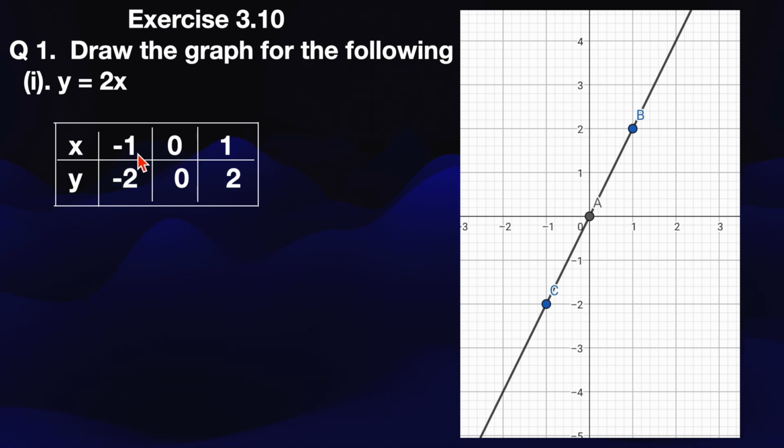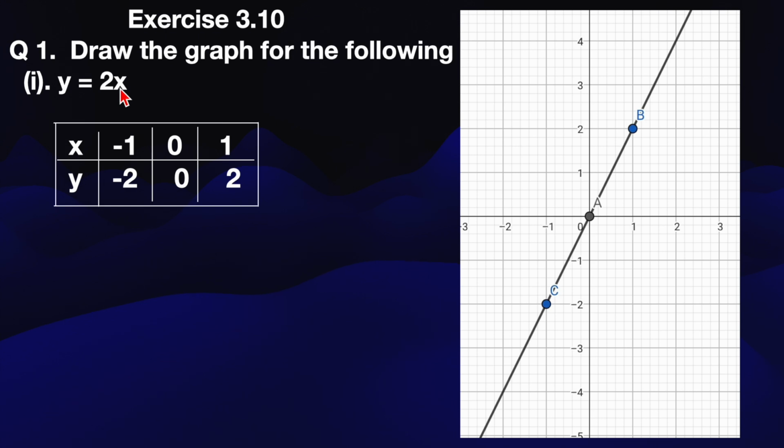Here I have taken -1, 0, 1. You can take any other numbers. You can take 2, 3, -3, any numbers. For convenience's sake, I have taken these simple numbers. Now first we are going to substitute the value of x as -1 in this equation.